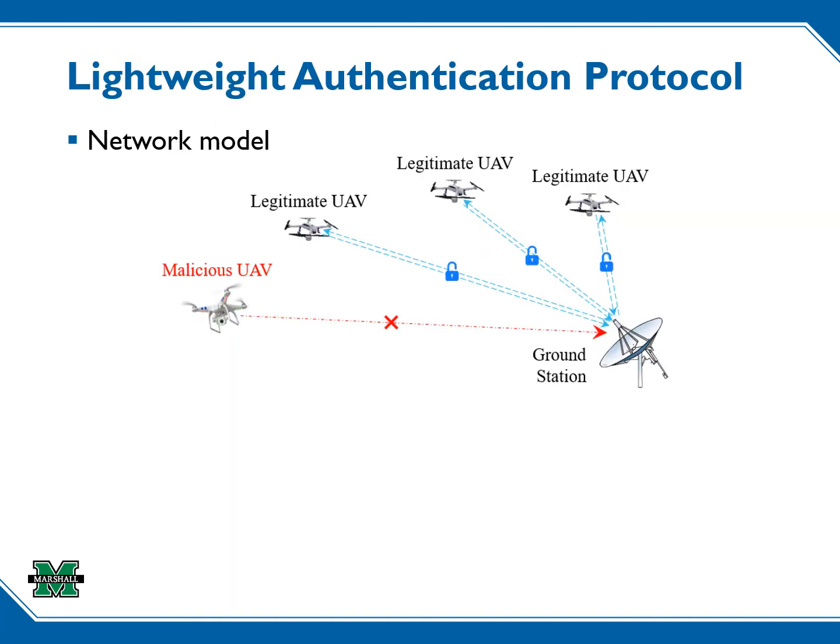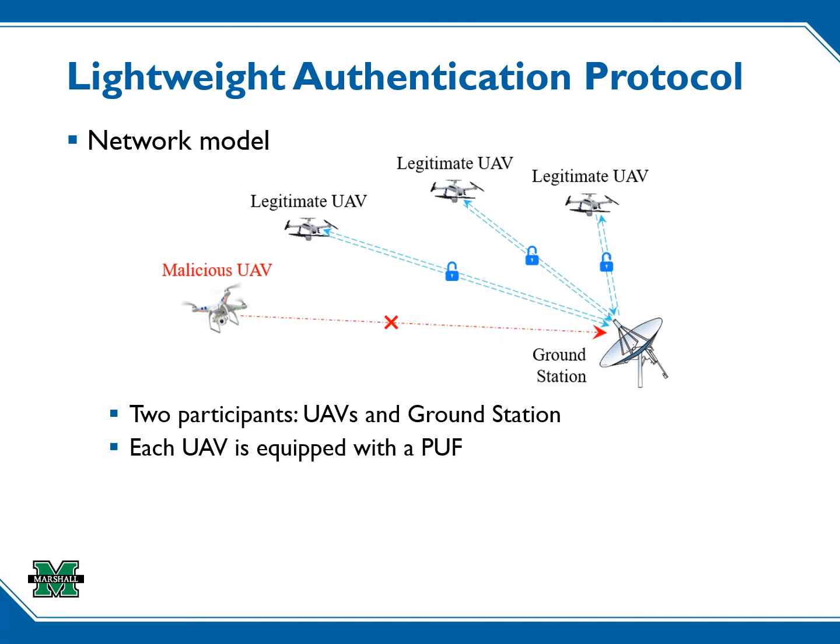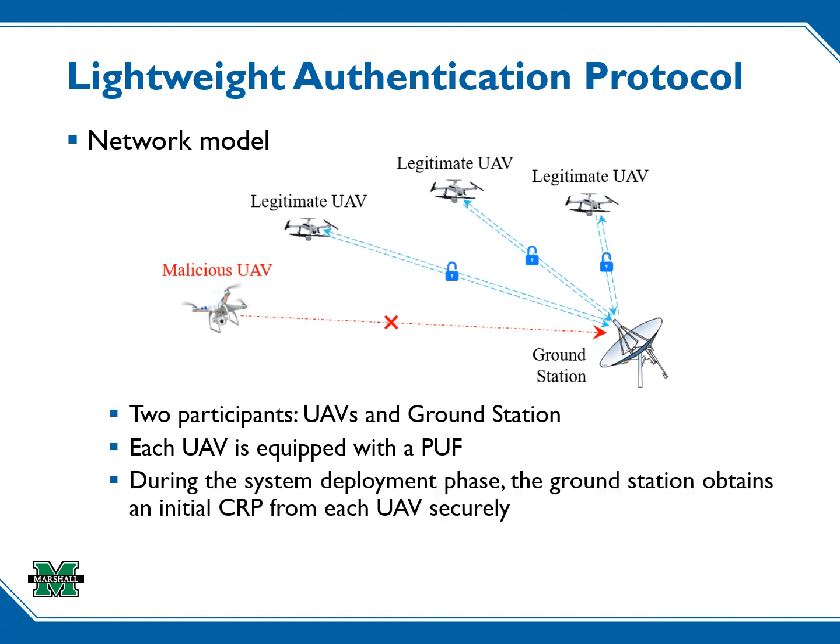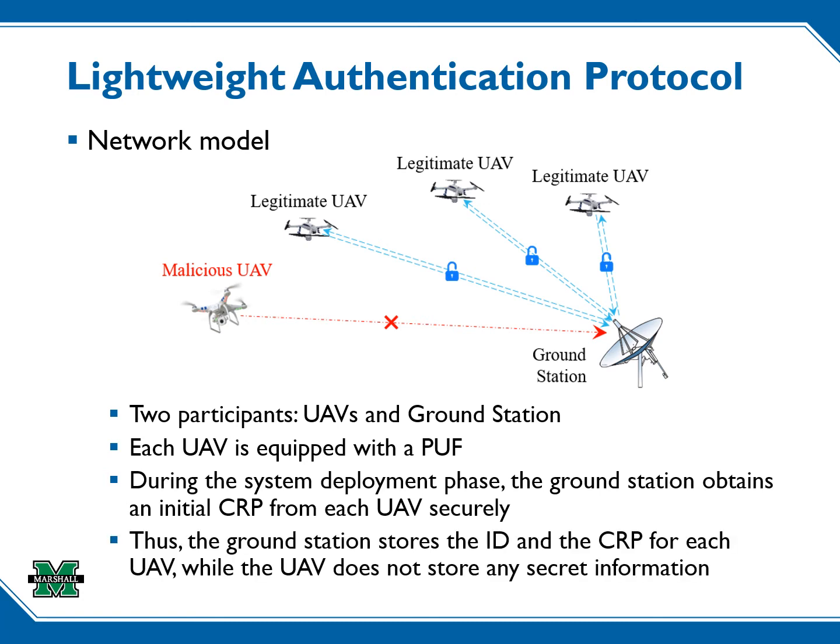And now I would like to explain our proposed lightweight authentication protocol, starting with the network model. In our model, there are two participants, the UAVs and the ground station. Each UAV is equipped with one PUF. During the system deployment phase, the ground station obtains an initial challenge response pair from each UAV securely.